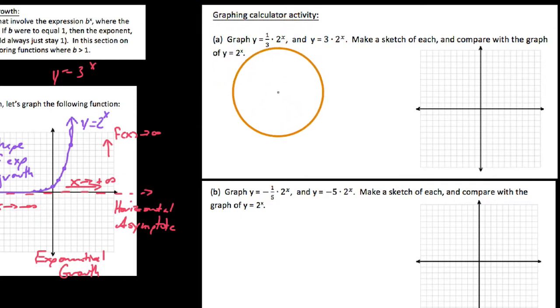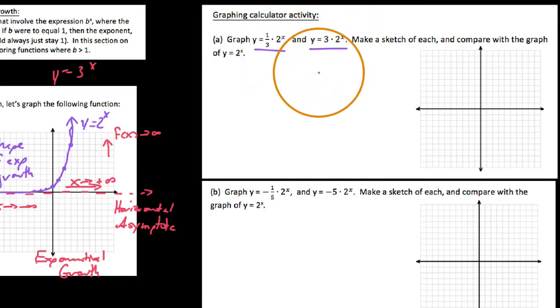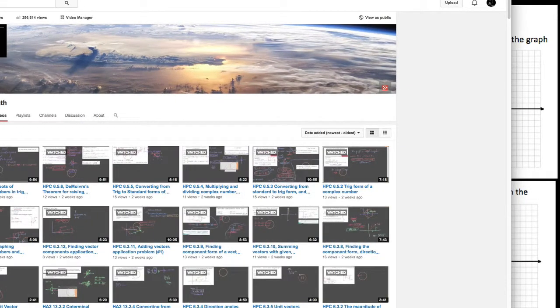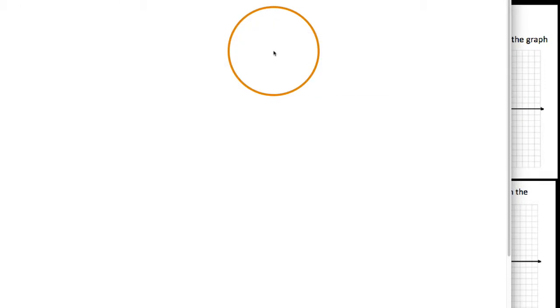Alright, so really quickly here, it says graphing calculator activity. We can just throw this online on desmos.com. But I've got the graphs of y equals 1/3 times 2 to the x and y equals 3 times 2 to the x. And what we're going to do is relate this back to the graph of y equals 2 to the x and make our sketches here. So here's what I'm going to do. I'm going to open up our graphing calculator here, Desmos. And we're going to put these in.